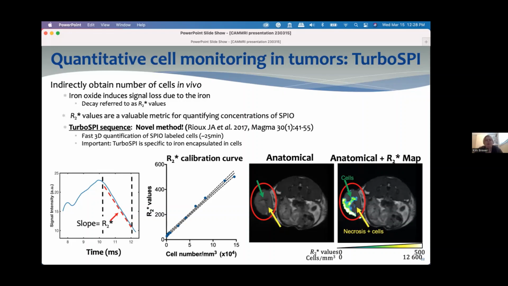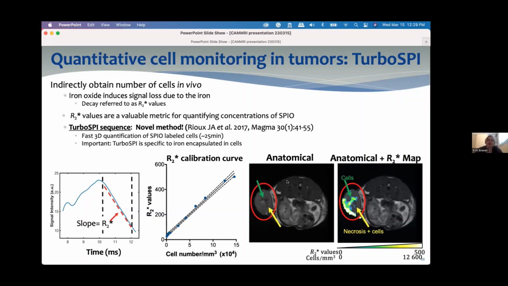So you can see that what happens is you get a signal intensity. You can measure the R2* from the slope. You need a calibration curve, and this has to be done in vitro so that you know approximately what concentration of cells responds to what R2*. And you also have to know what the background is as well.